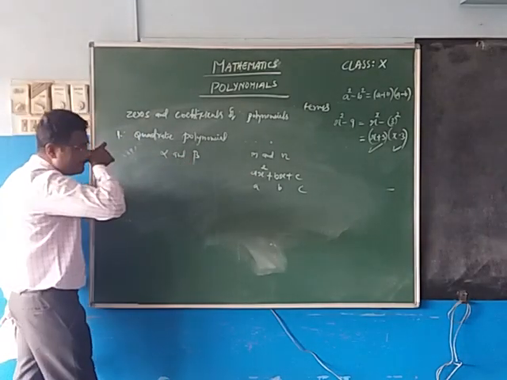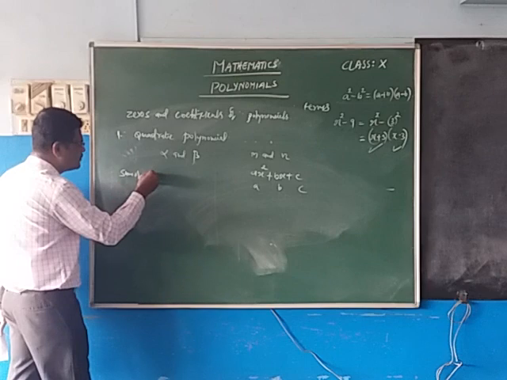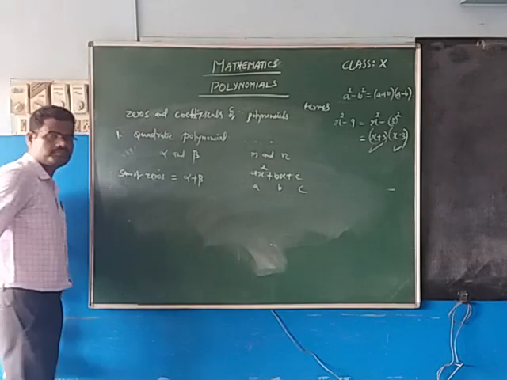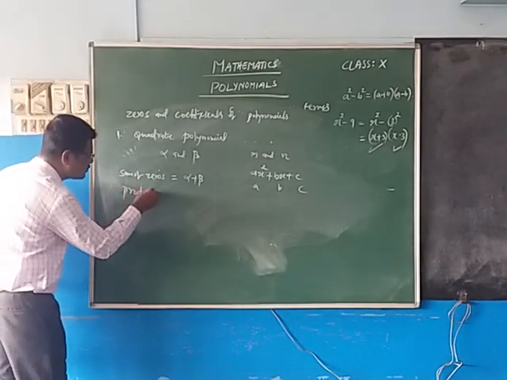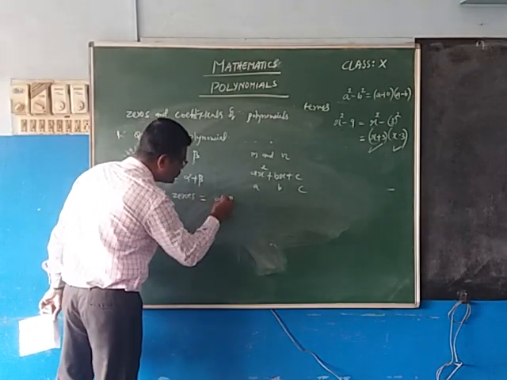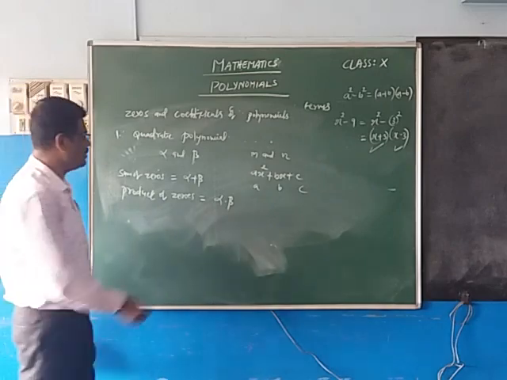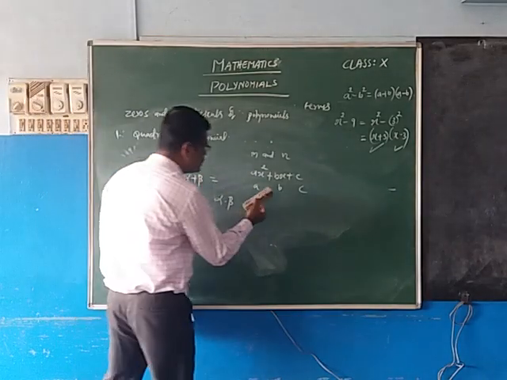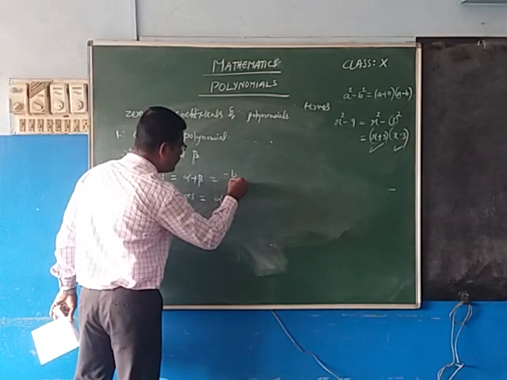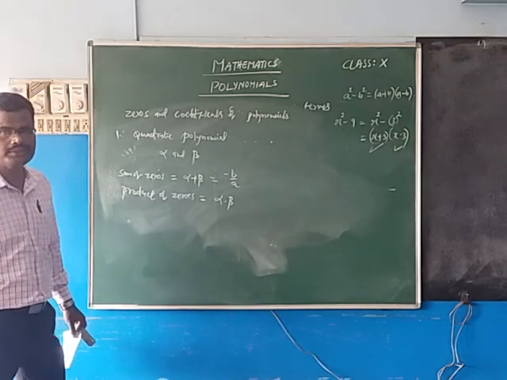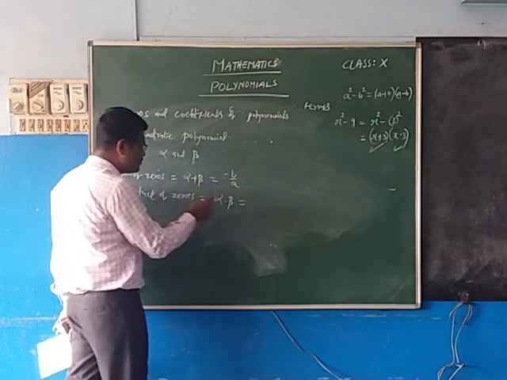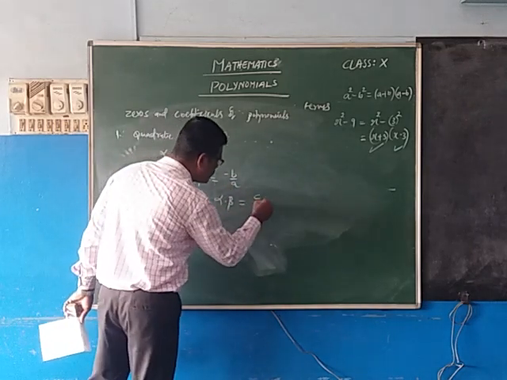So there is one formula. Sum of zeros means alpha and beta we need to add. Product of zeros means we need to multiply these two zeros. Then what we'll get? Always the relation is: sum of zeros, alpha plus beta, is equal to minus b by a. Product of zeros, alpha into beta, is equal to c by a.